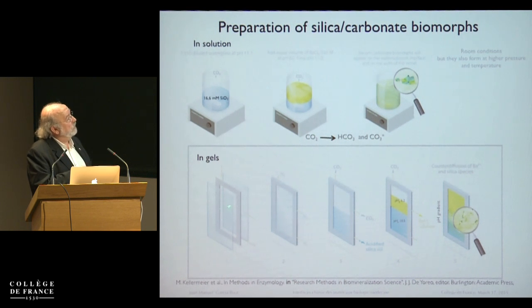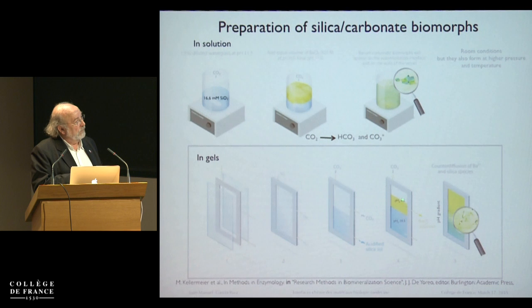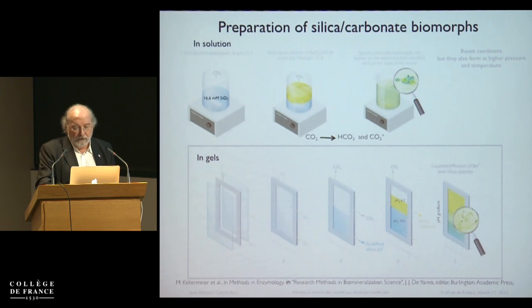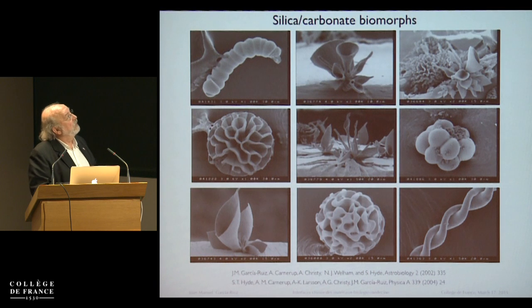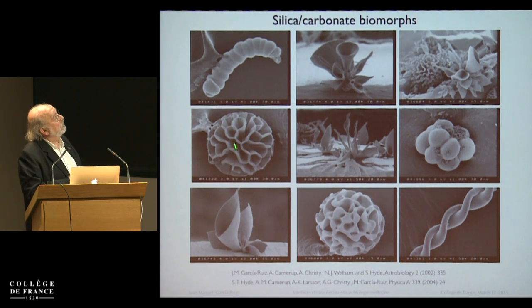There is another way to do it, which is to prepare a silica gel at pH 10.5, and then after gelification, you pour on top of the gel a solution of barium chloride or calcium chloride or strontium chloride. The salt diffuses across the gel and forms inside the gel the silica biomorph. The structure is this one, okay? So this is the structure I'm talking about.